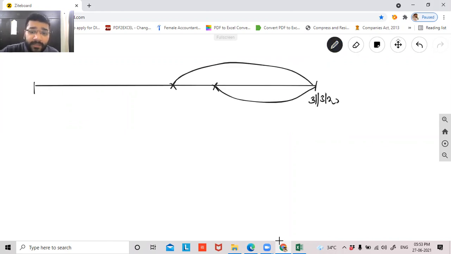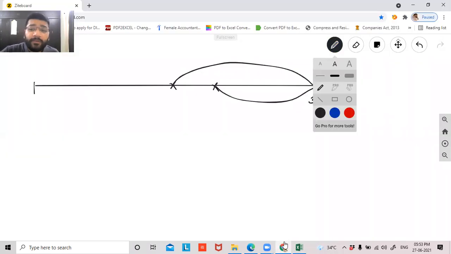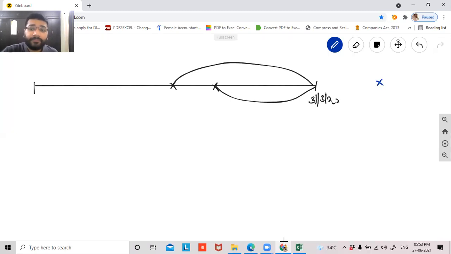Now, if you look at this particular transaction, 7th April is the due date. Where is the 7th April due date falling? Can I say somewhere here? Normally, in all the questions you've done so far, the due date falls before the account current statement date. So the number of days you calculated was positive. Now, guys, the due date is after the account current statement date.